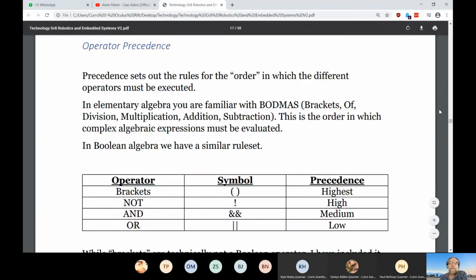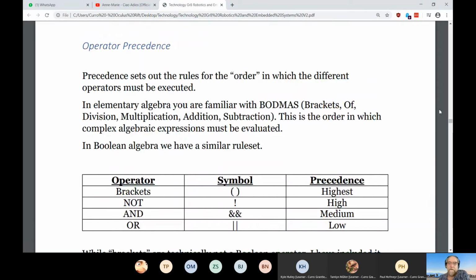Great. Okay, so those are the 3 operators that we're going to deal with. So let's have a look at what we call precedence. Now, you have seen precedence before in mathematics. Okay, you will have seen it as BODMAS, brackets, order, division, multiplication, addition, subtraction. That is telling you the order in which you have to evaluate an expression. So if you've got a mathematical expression that's just got a whole lot of pluses and minuses and multiplies and divides, it matters what order you solve that in, okay? And we've got exactly the same thing here with Boolean algebra.